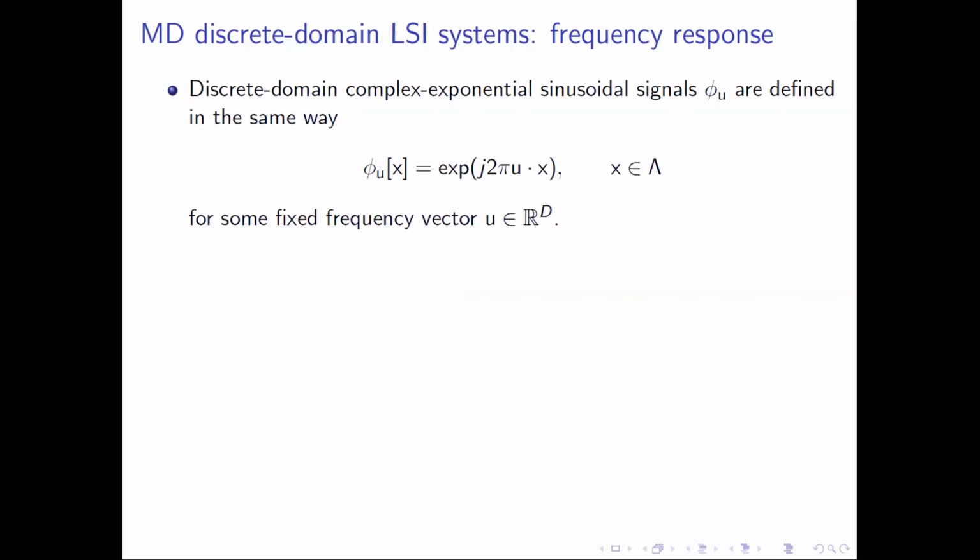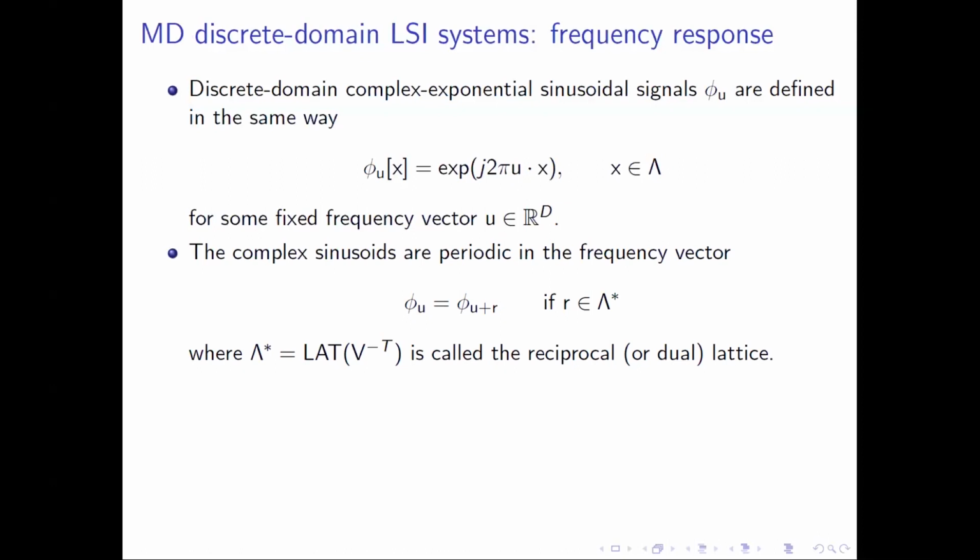Complex exponentials are again extremely important in discrete domain signal processing. Complex exponentials have the same form as in the continuous domain case, but are only defined on the points of the lattice. Although they are defined for all frequency variables u in R^d, the complex sinusoids are periodic in the frequency vector. The periodicity is given by the reciprocal lattice, called by some the dual lattice, which lives in the frequency domain. If we add any element of the reciprocal lattice to the frequency vector, we get the identical signal on the lattice. The set of frequency vectors corresponding to distinct complex exponentials lie in one unit cell of the reciprocal lattice.